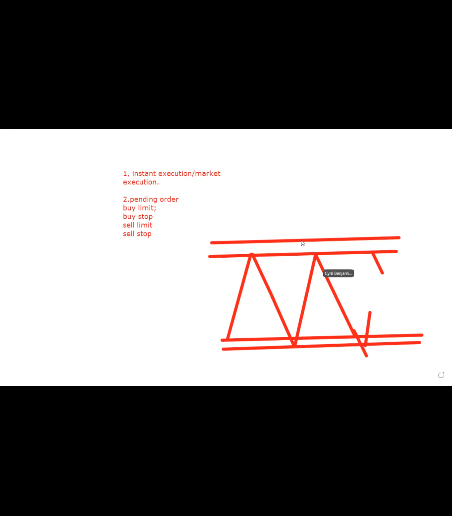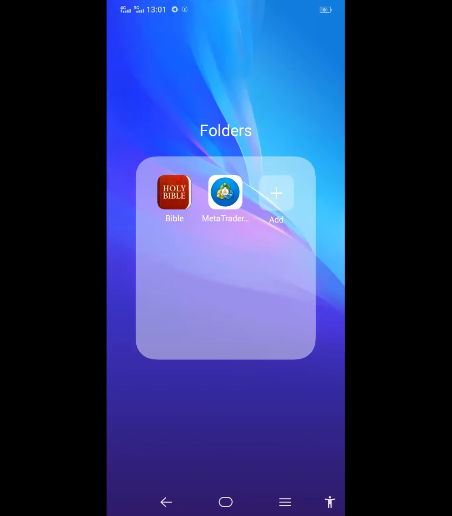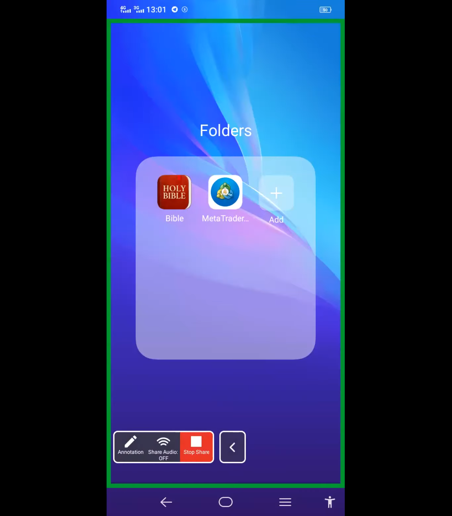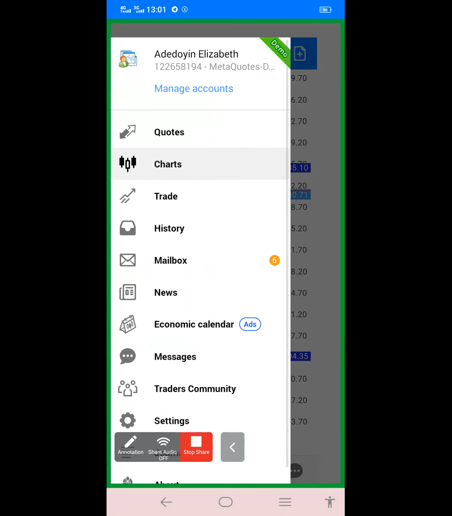So let me know when you start seeing my screen. As they share. Yeah, I can see it. I want to connect with another phone too.